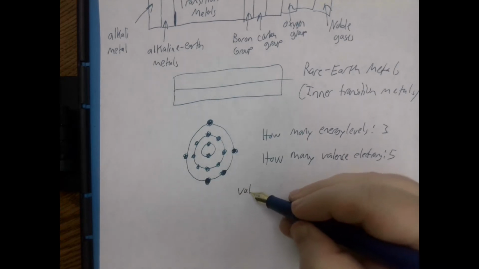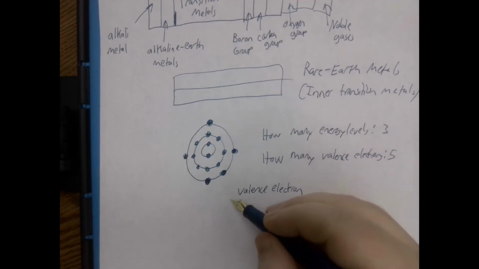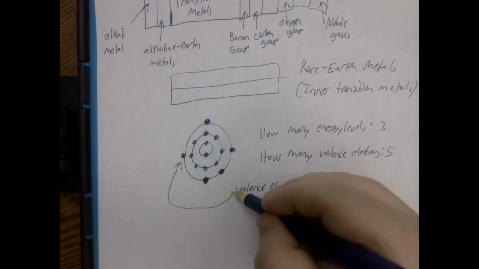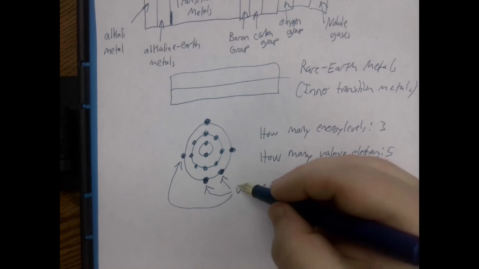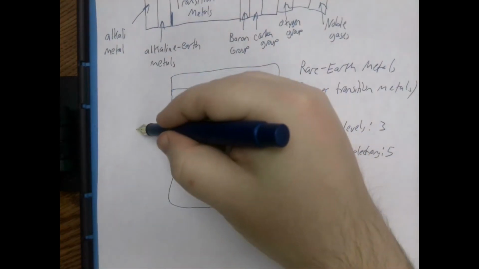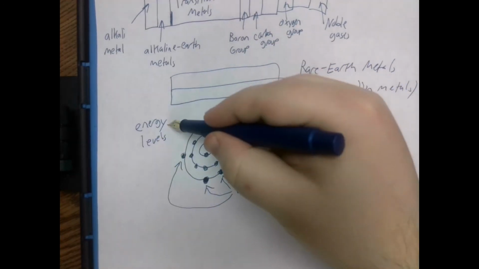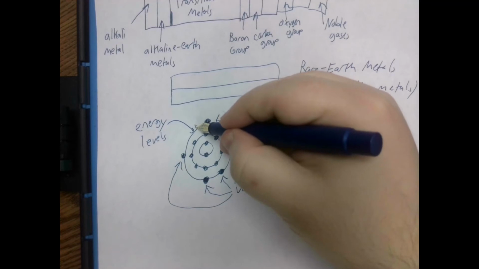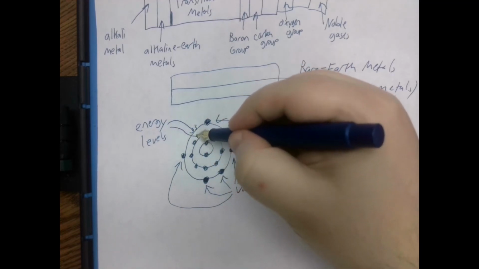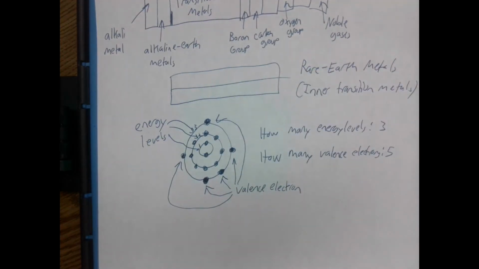So the valence electrons are these outer ones. The energy levels are the rings. So this will be energy level 3, energy level 2, and energy level 1.